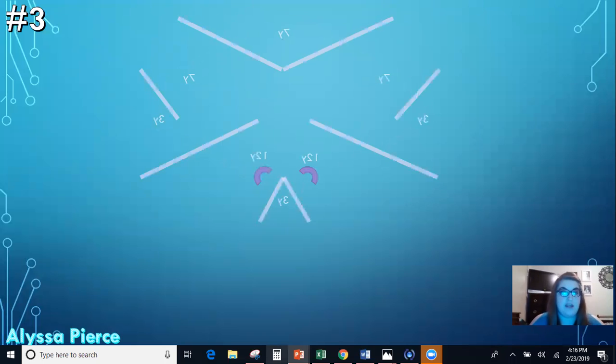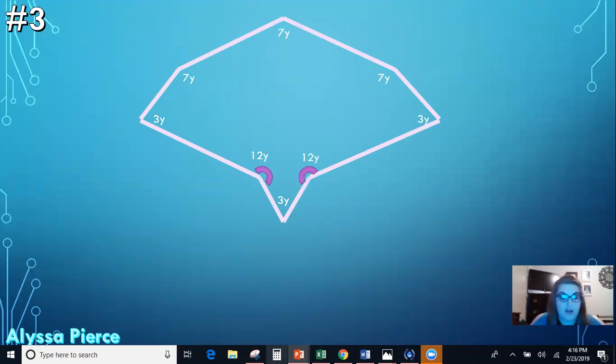So in this problem, it gives us a concave polygon, and we need to find the angle measurements. So here we have, you'll see some 3y, 7y, and 12y. So first, we need to use the formula n minus 2 multiplied by 180 degrees to help give us the answer. It's just step 1.